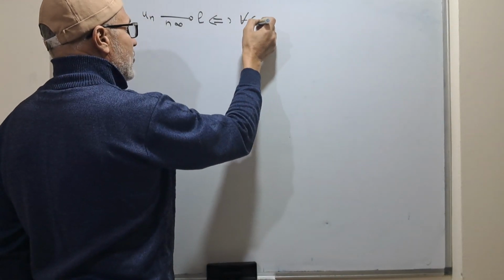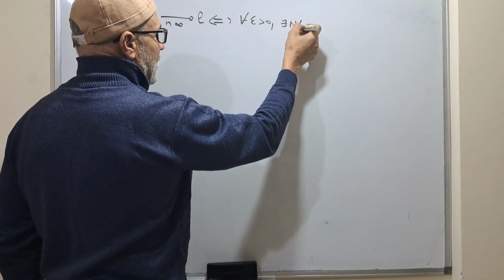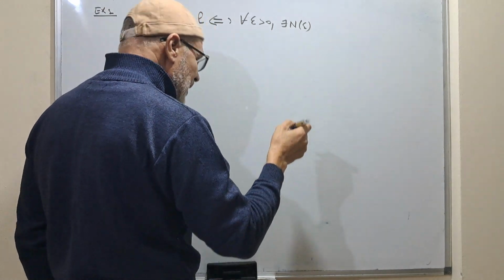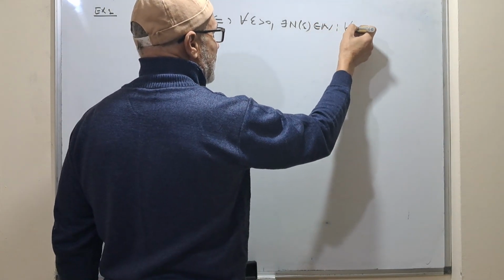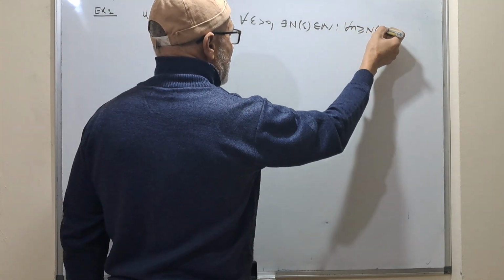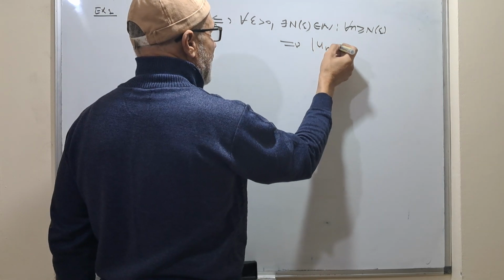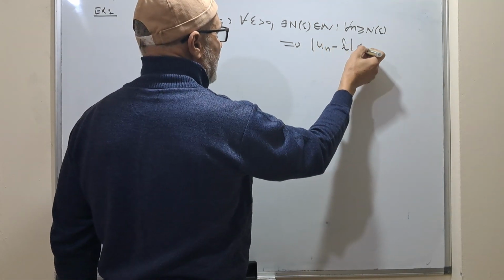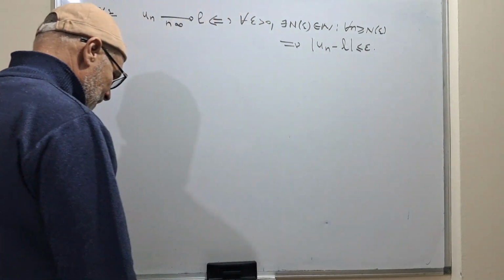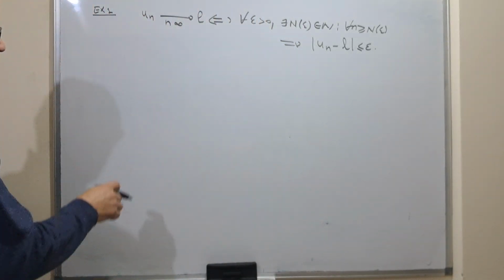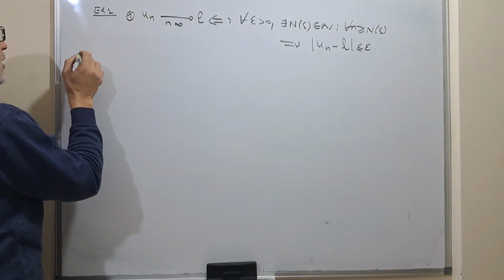For all epsilon greater than 0, we can find a rank which belongs to N, such that starting from this rank, we have the difference between Un and L is less than or equal to epsilon, or strictly less than epsilon. This is the definition. This is the first question.